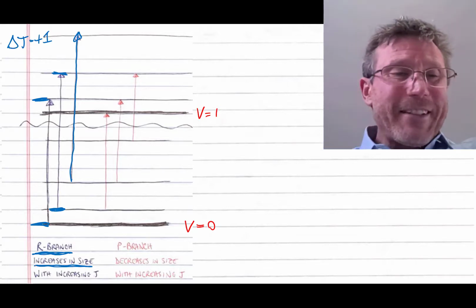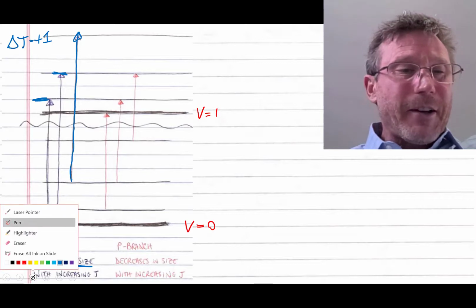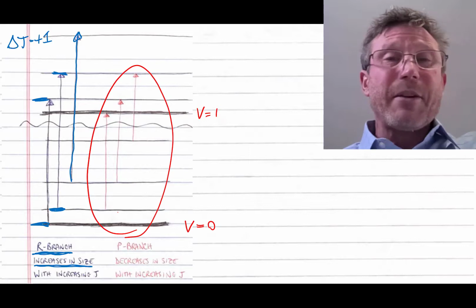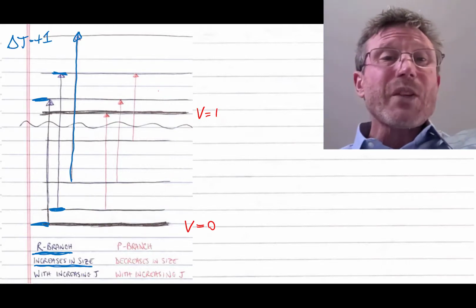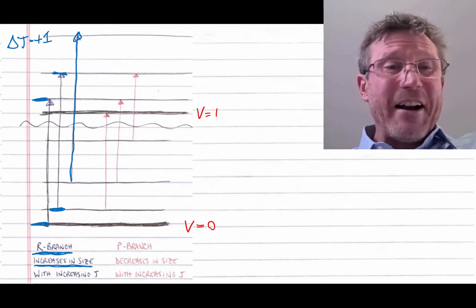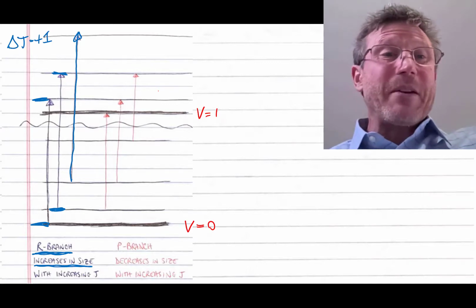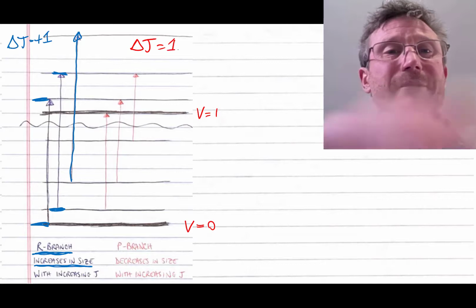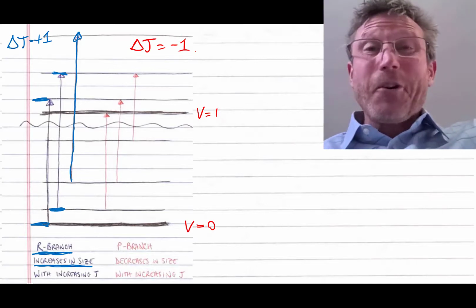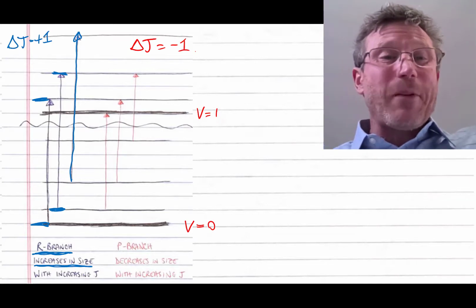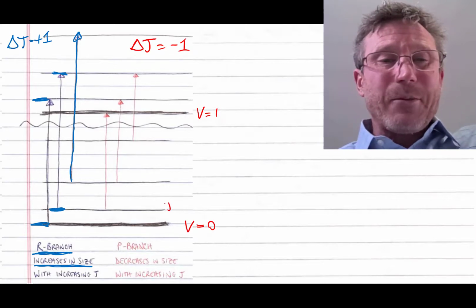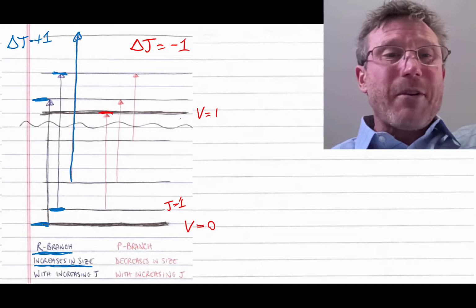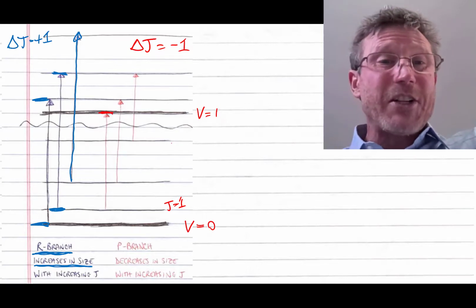On the flip side of that, if we go back to red and look at the right hand side of the image, in this particular case delta J is equal to -1. And so, in order to have a delta J equal to -1, we've got to start with a J equal to 1 in here. And that takes us to the J equals 0 state of the first vibrational energy state.